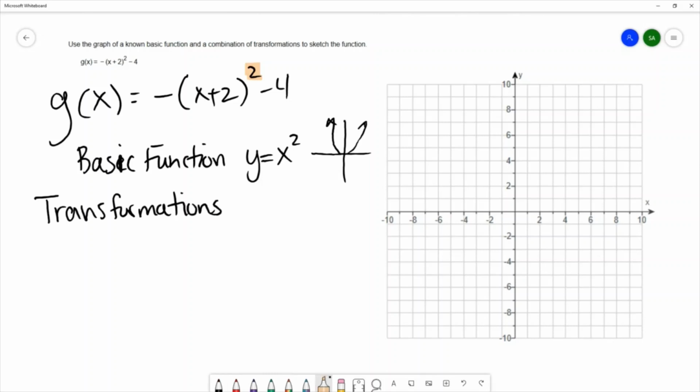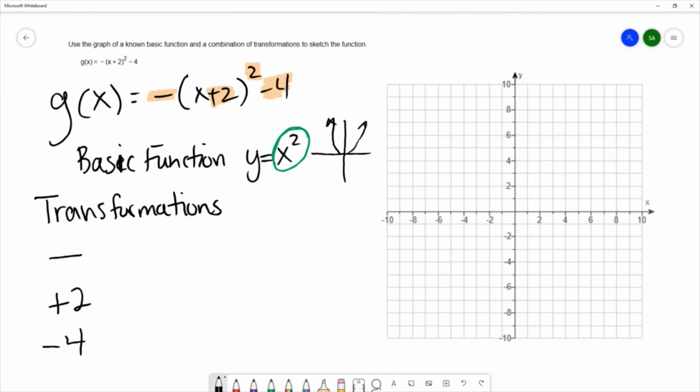And these transformations are the negative, the plus 2, and the minus 4. Those are all the operations that you don't see in our base function x squared. So we have the negative, the plus 2, and the minus 4. And each one of these transformations will do something different to adjust the graph of the basic function.